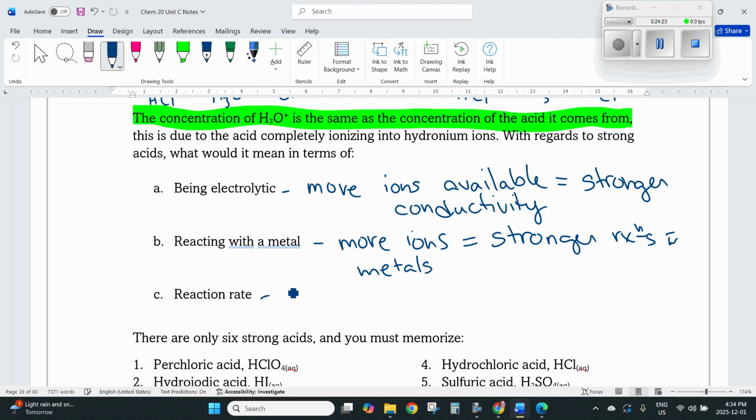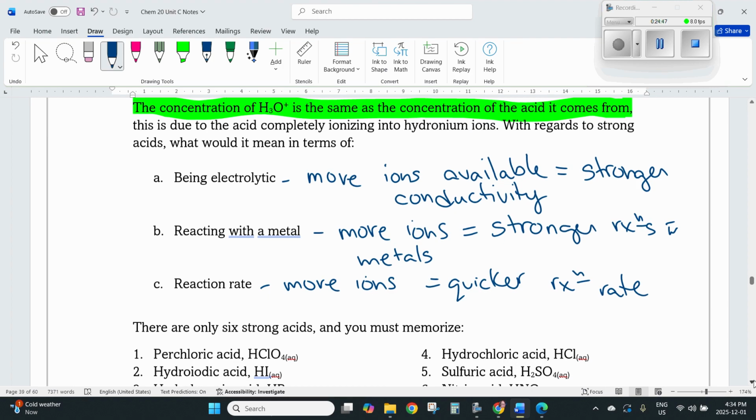And then the last one, again, the more ions you have available, then you have more ions available to react. So more ions equal quicker reaction rate. If you have less ions available, that means that you have a slower reaction rate.